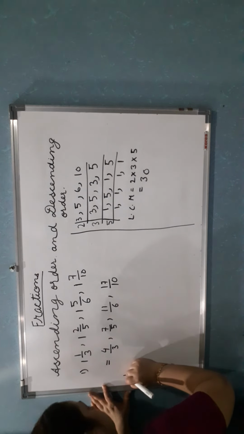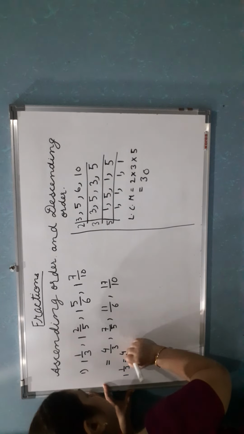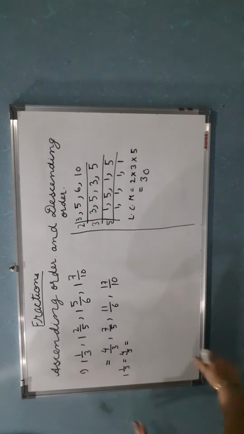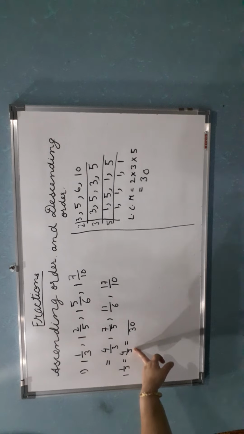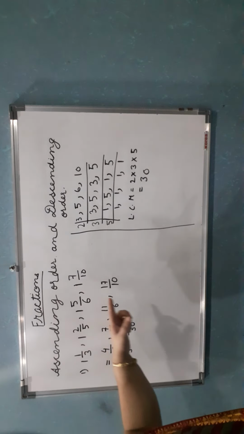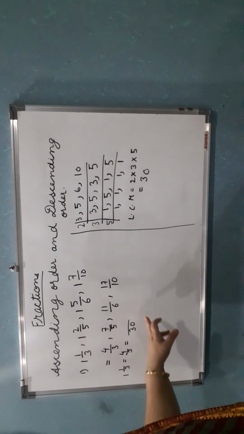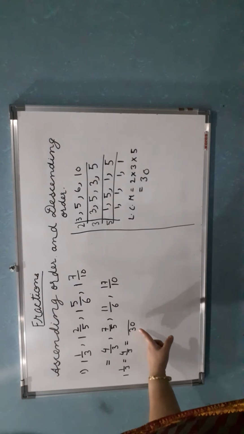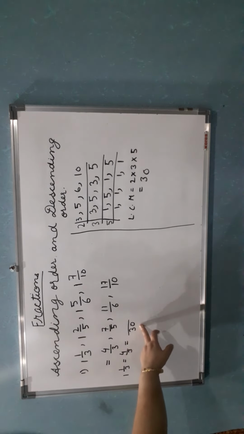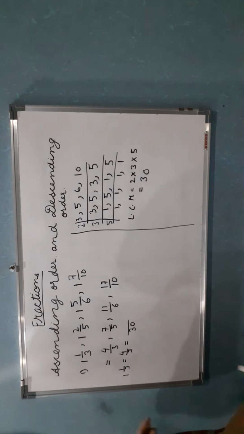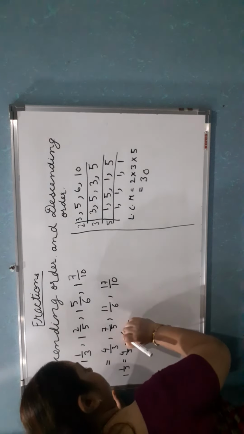You can write here 1 1 by 3 is equal to 4 by 3. Then this is equal to, you write here, 30 is the LCM. 30 divided by 3. I have taught you this one in the greater than and less than sign. First you have to convert all the denominators into one same denominator. Okay, you find the LCM, then here it will be 30, then 30 divided by 3 is how much? 30 divided by 3 is 10. So 10 into 4 is 40.